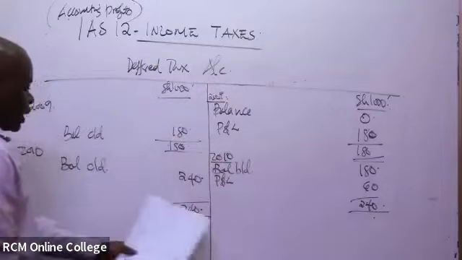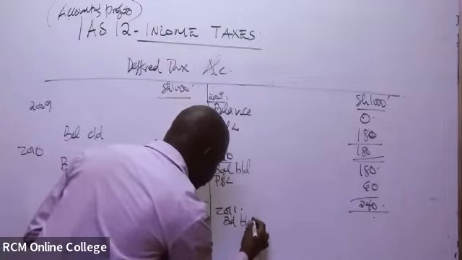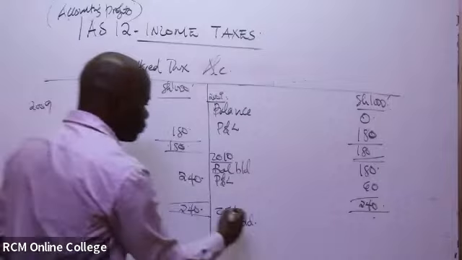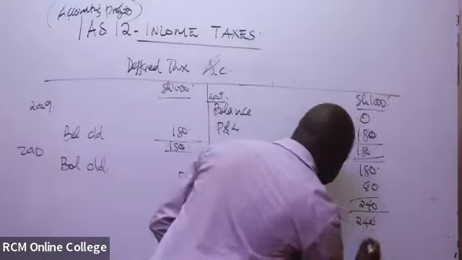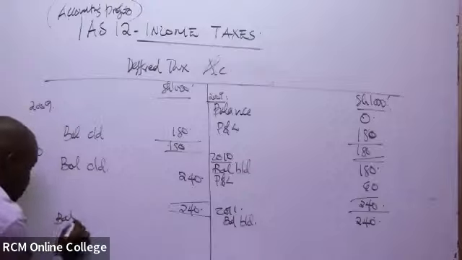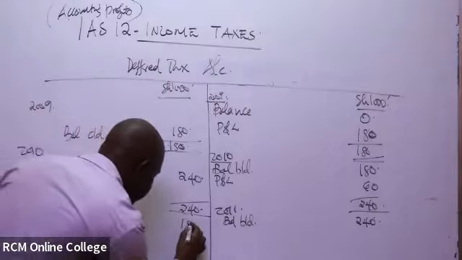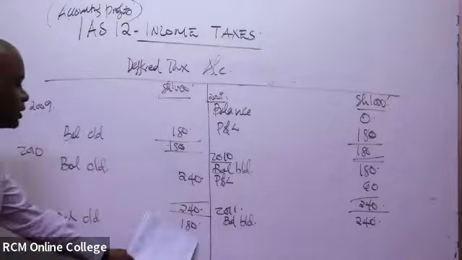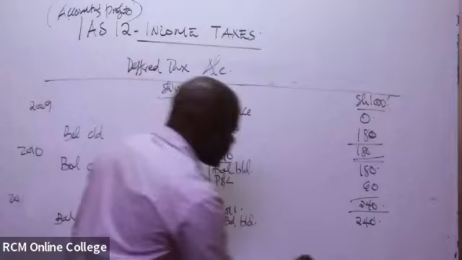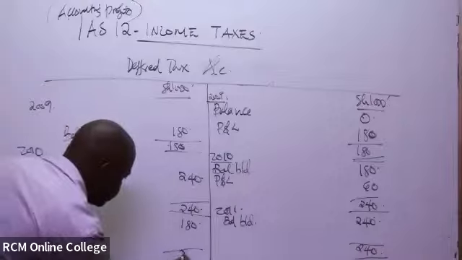Of course, now you carry forward to 2011. The balance brought down is 240. But by the end of the year, the balance carried down for 2011 was 180. So you can see in this case the difference is on the debit side. It means that this side is more, that is 240. So this one is 240.